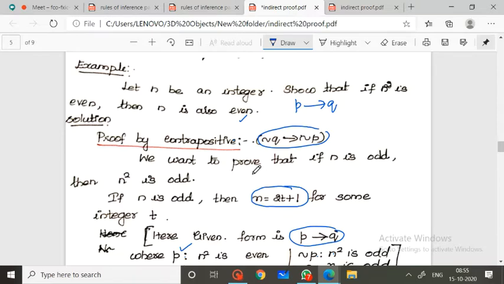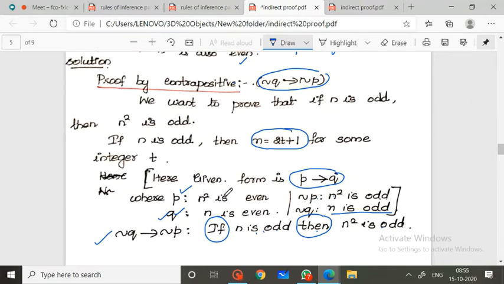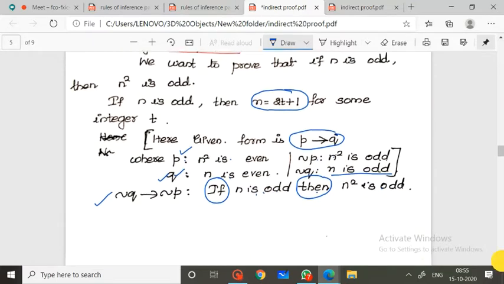So in that way, if n is odd, then n is equal to 2t plus 1 for some integer. We take that as an assumption. When it is P implies Q, first assume what P is, assume what Q is, then write negation Q, then negation Q implies negation P. If n is odd, then n square is also odd.